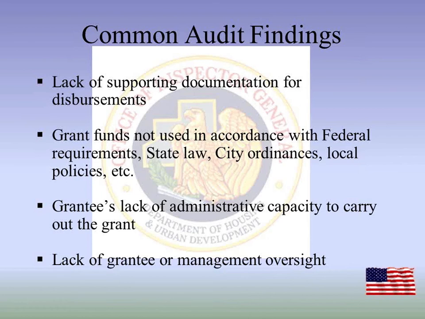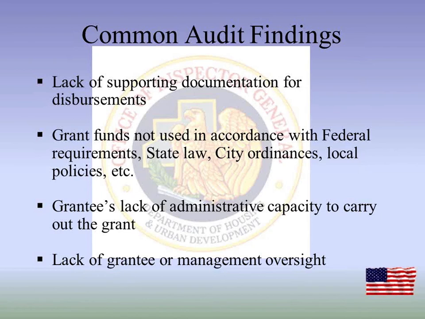The other one is grant funds are not used in accordance with federal requirements or state or local regulations. Usually that's when you've used it, there's ineligible costs. So usually that one pretty much stays. There's also a lack of administrative capacity to carry out the grant. We found that in a lot of our NSP, when we first started looking at those type of audits, that there was a lack. The grantee did not have the capacity to actually administer the program.